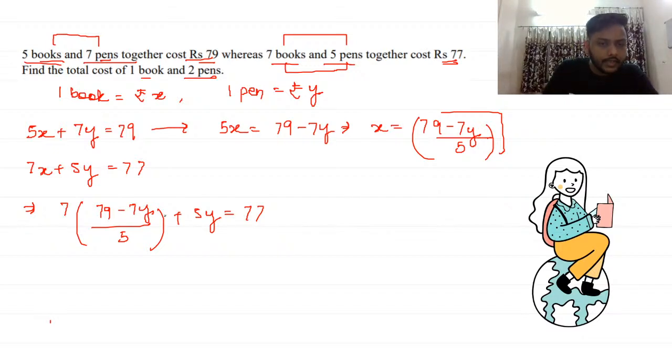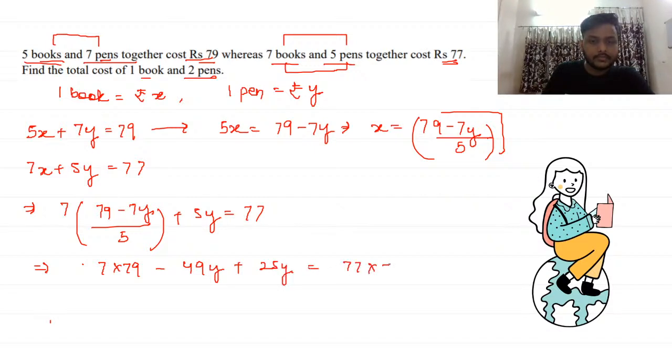When I move forward, understand now. I'm going to take the LCM over here. So I will be getting 7 times 79 minus 7 times 7y, that is 49y, plus 5 times 5y, that is 25y, is equal to 77 times 5. Clear? Got it? When you solve this, 7 times 79: 7 times 9 is 63 and 7 times 7 is 49, so you will be having 553, correct? Got it?